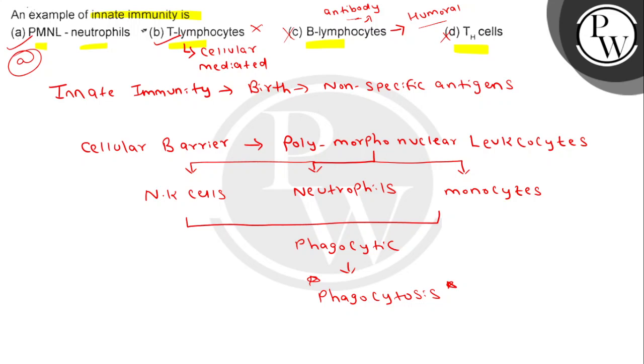T helper cells will activate the other immune cells for the immune response. So your T helper cell is also not an example of innate immunity. So option A is your right answer.